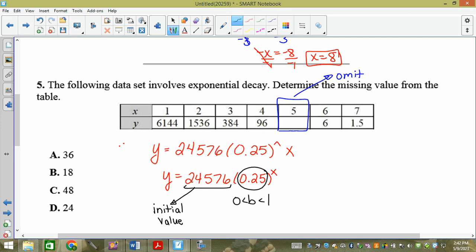People will tell me 25%. The decaying rate or the growth rate is how far away it is from 1. So if it's growing, it's going to be above 1, correct? If it's decaying, it's going to be below 1. How far is 0.25 away from 1? 0.75. So this is actually 0.75 away from 1. So it's decaying by 75%.